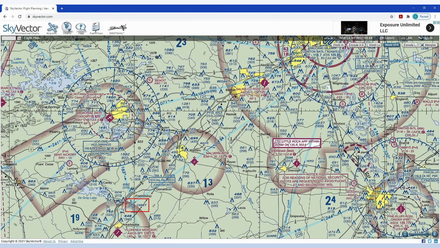Intersections on airways are depicted by 2 or more blue arrows, with the arrows pointing to the VORs that can be used to identify them. All intersections have 5-letter designations.